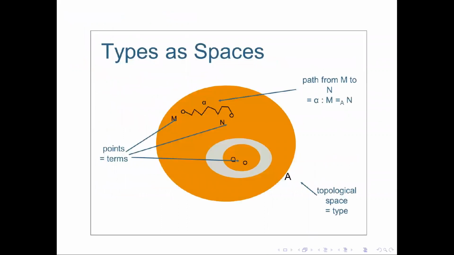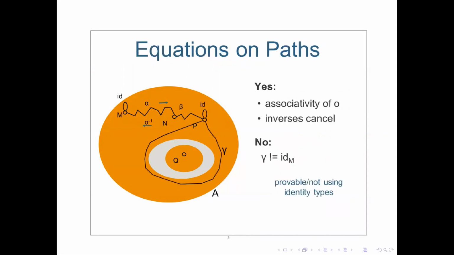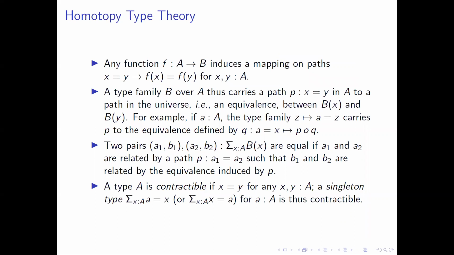So here are some pretty pictures from Dan Licata that show why types can be thought of as spaces and why the equalities from M to N can be thought of as paths from M to N, and why, for example, Q is not equal to M. And we have the standard operations on paths: inverses, identities, path composition. And of course, here's a picture showing why not every path is equal to every other path.